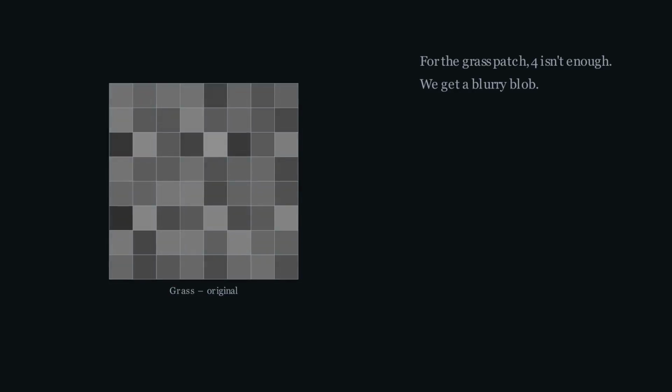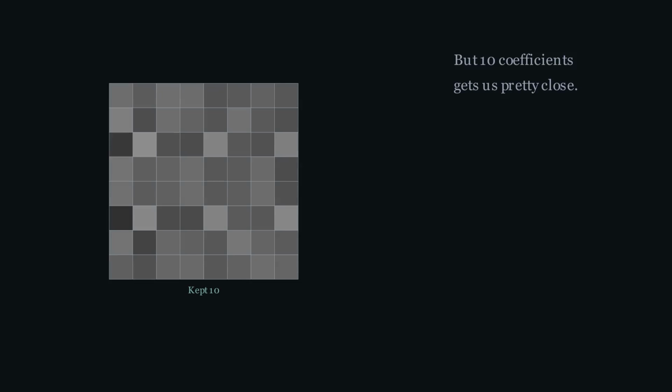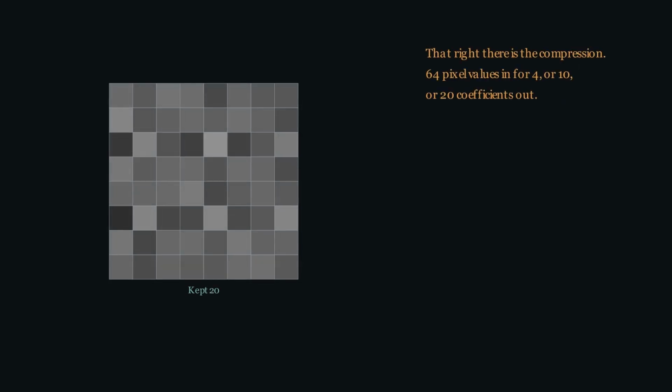Let me try it. Here's our sky patch with all 64 coefficients, original. Now let's keep only the 4 biggest and 0 out the other 60. Run the sum backwards, reconstruct the patch from just 4 numbers, and it looks basically identical. Of course it does. The 60 we threw away were all almost 0 anyway. For the grass patch, 4 isn't enough. We get a blurry blob. But 10 coefficients gets us pretty close. 20 is nearly indistinguishable from the original.